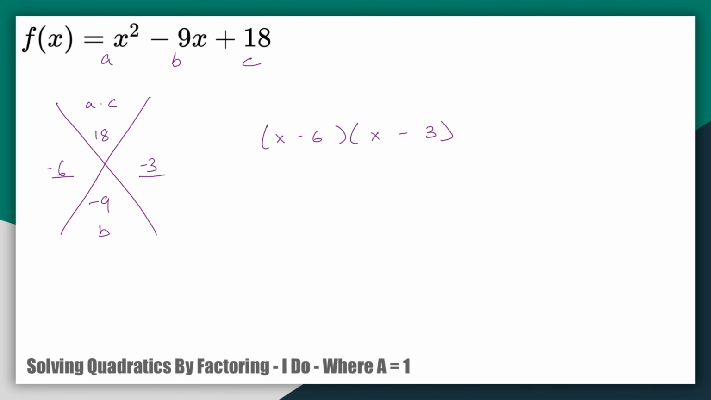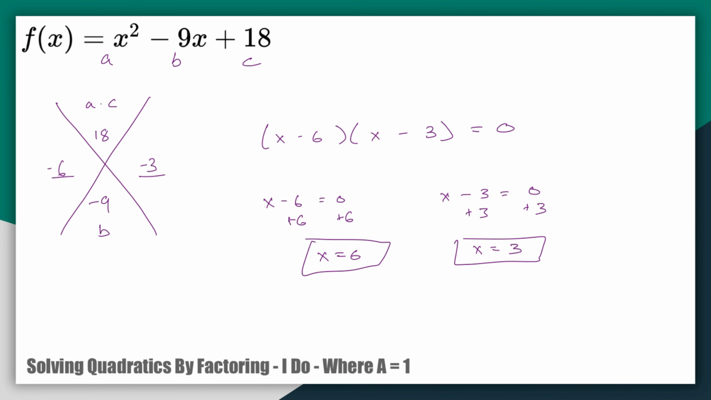Okay? Now we set this equal to 0, and then you cover 1. So x minus 6 is equal to 0 is 1, and x minus 3 is equal to 0 is the other. You add 6, you get x is equal to 6. You add 3, you get x is equal to 3. Boom and boom. Those are your two answers, okay?